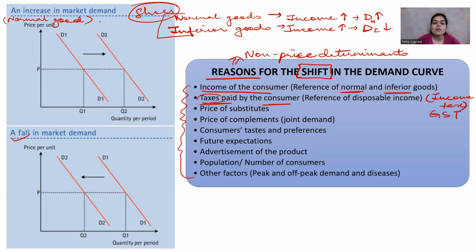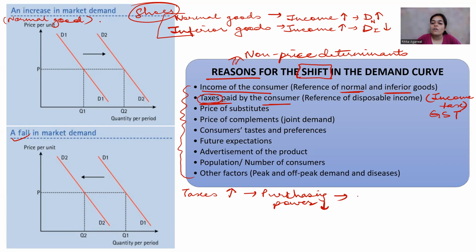But considering taxes as a whole, if the taxes increase, then obviously the purchasing power of the people will fall. Why will it fall? Because people will have to pay more amount of the income to the government, and the purchasing power will fall because they will be left with a lesser amount.